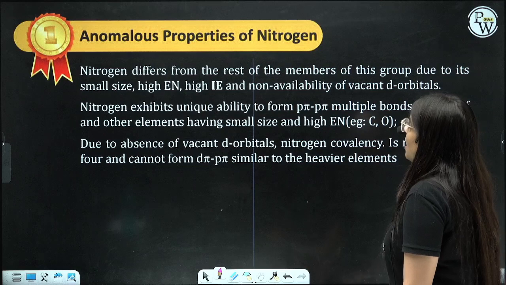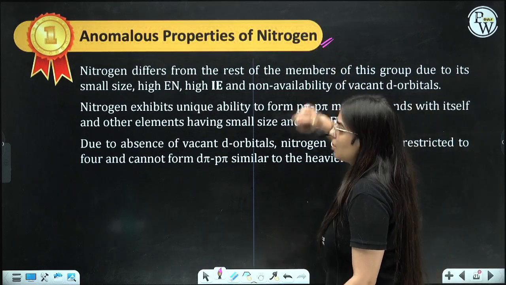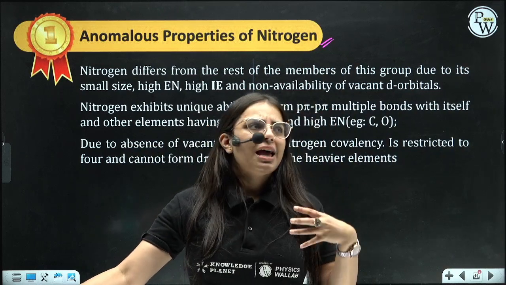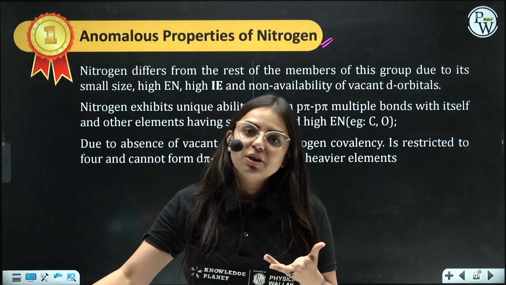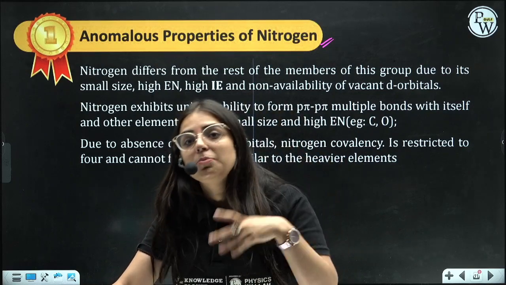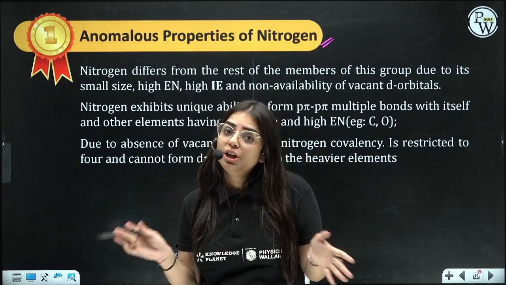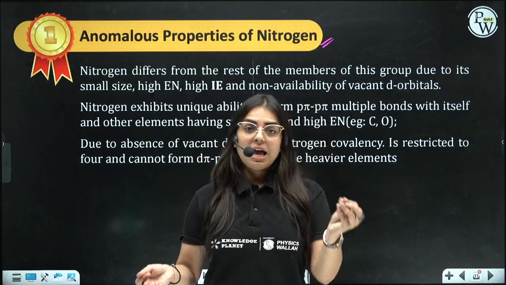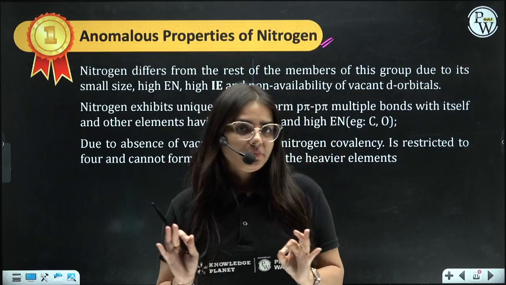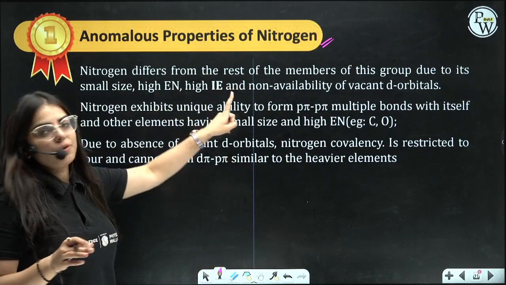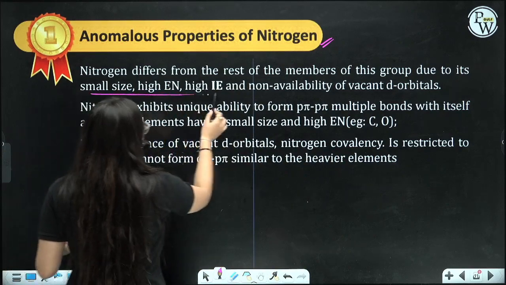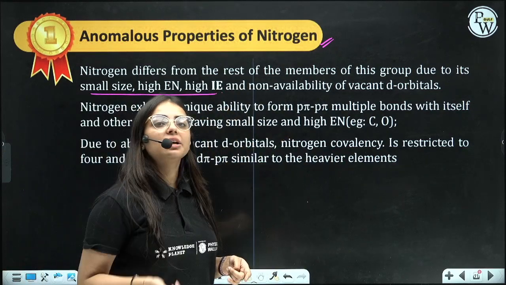Moving on to the next part, now we have anomalous property of nitrogen. Do remember, students, why does nitrogen show a different kind of behavior, anomalous behavior? Because in the case of nitrogen, it has only p orbitals. It doesn't have any d orbitals, so there is no p pi d pi bonding. But yes, nitrogen can do p pi bonding, and it has a small size, high electronegativity, due to which it shows an anomalous behavior. Let's see. Nitrogen differs from the rest of the members of the group due to its small size, high electronegativity, high ionization energy, and non-availability of vacant d orbitals.